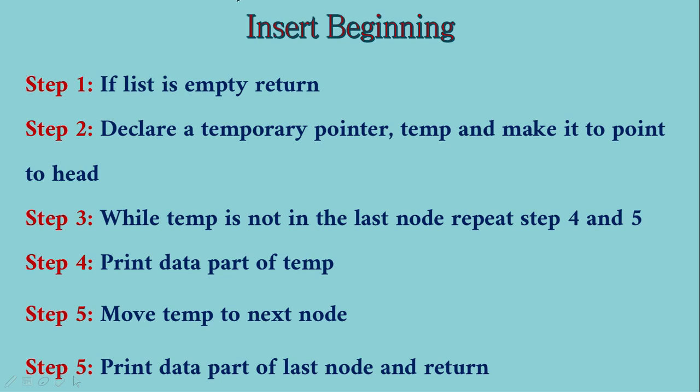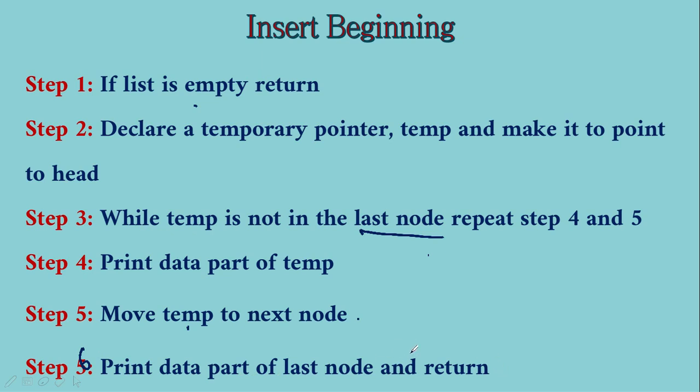So the algorithm will be like this. If the list is empty, then we have to immediately return. Otherwise declare a temporary pointer and make it point to the head. While temp is not in the last node, you repeat steps 4 and 5: you print the data part of the temp and move temp to the next node. But when I am printing, I have to print the last node also, isn't it? So in step number 6, we should print the data part of the last node and return.